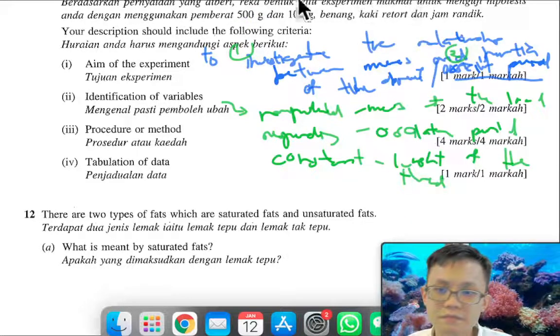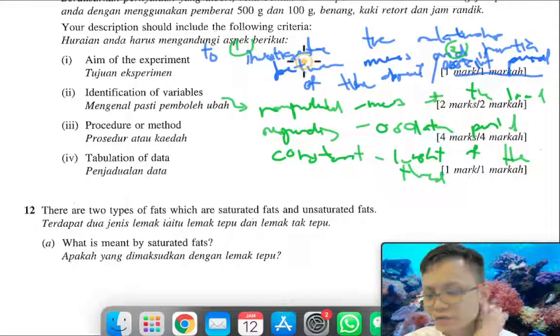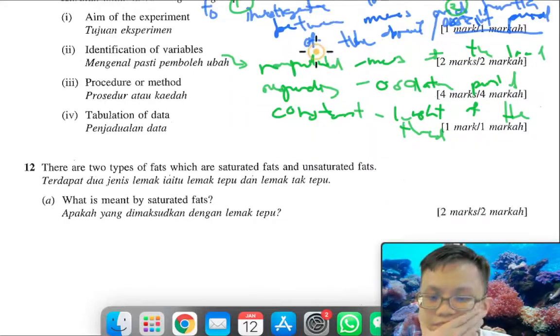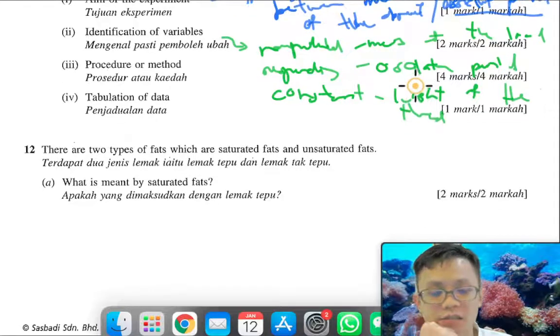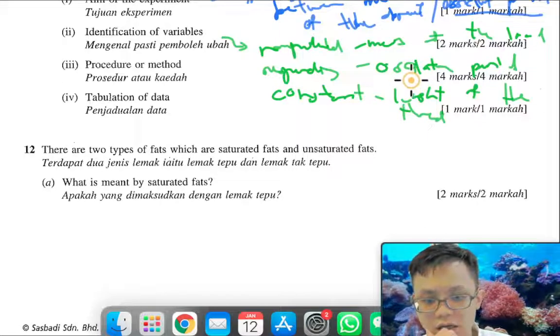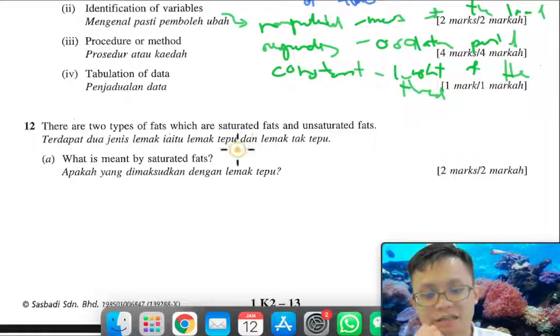Procedure. My teacher said we can either draw a diagram or write the procedure. So which one would you like to choose? I think draw. Okay, I think drawing is better, because it gives the impression to the examiner that the student knows what they are doing.